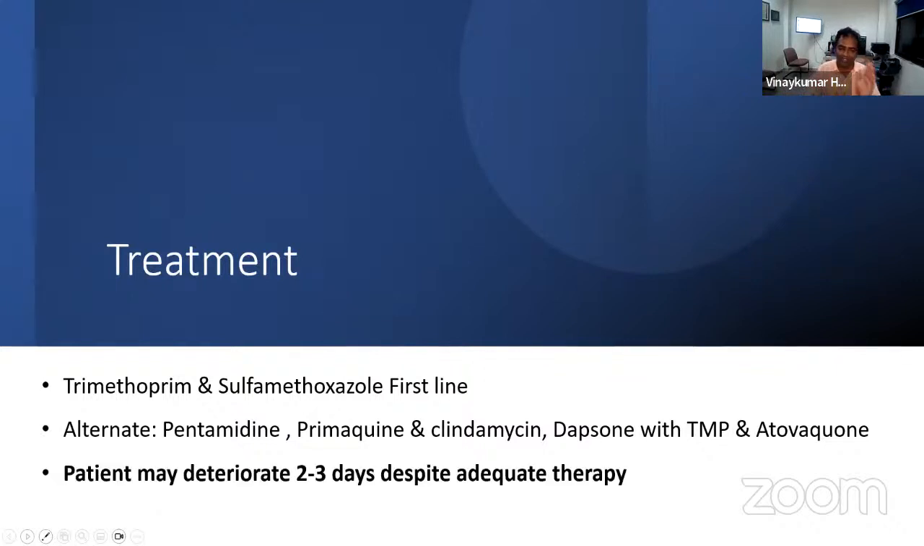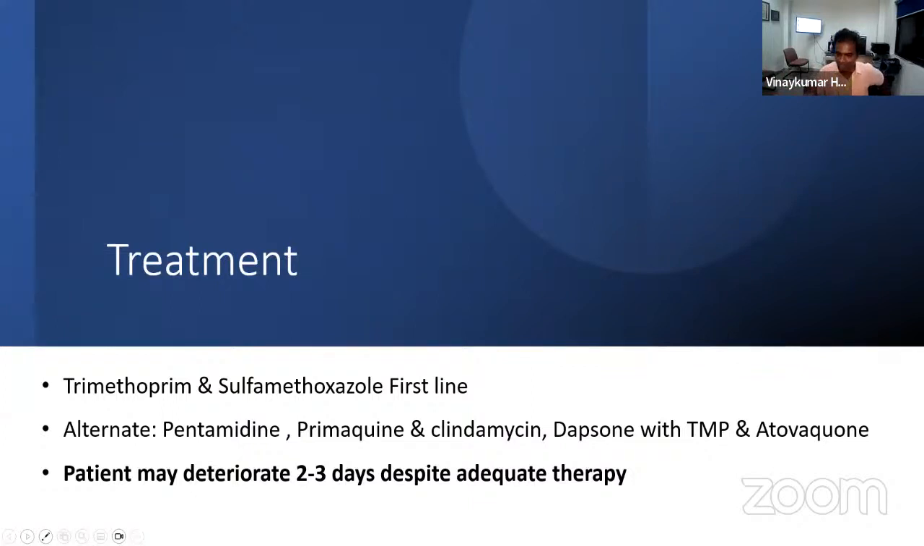One thing that you should remember though is that the patient may deteriorate in the first 2 to 3 days despite adequate therapy, and it's a known phenomenon. Don't get worried if your patient is becoming worse in the first 2 to 3 days of therapy. It is a good sign actually. So you should think of revising your treatment option after 3 to 4 days of adequate therapy.